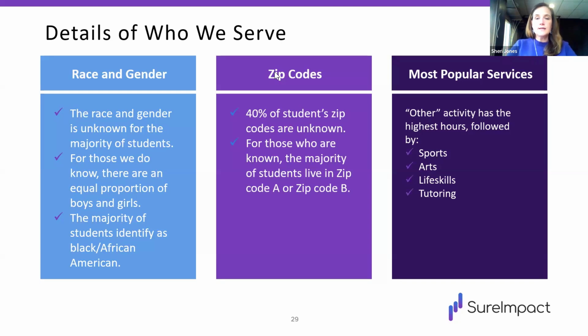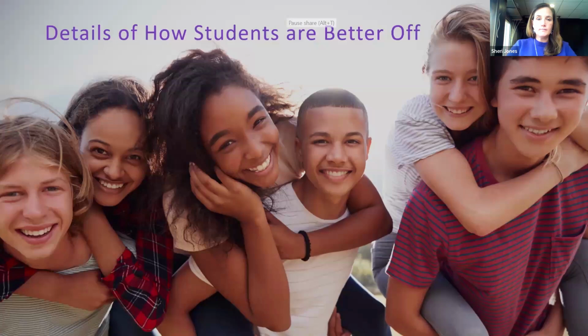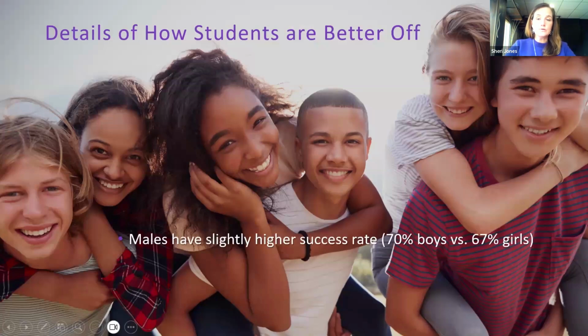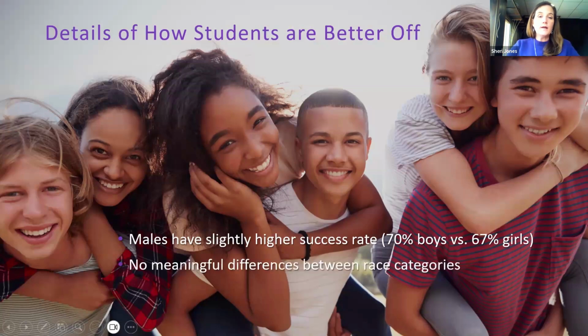Now they wanted to understand how these young people are better off. They did learn that males had slightly higher success rates when they were looking at the social emotional skills. So 70% of boys were at the cutoff versus 67% of girls. Probably not statistically significant. However, still, you could see the trend that boys had a little higher success rate. They also found no meaningful differences between race categories, which is a good thing, right? We want to make sure that our students are all being treated equally.